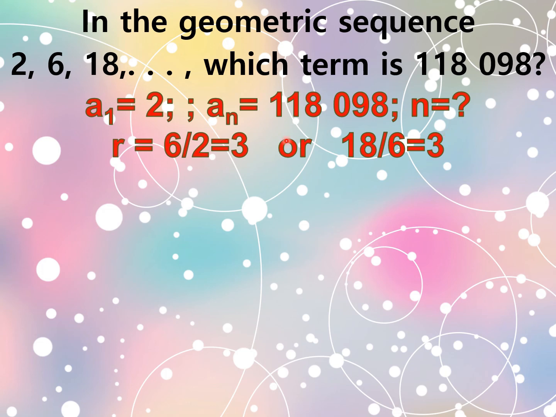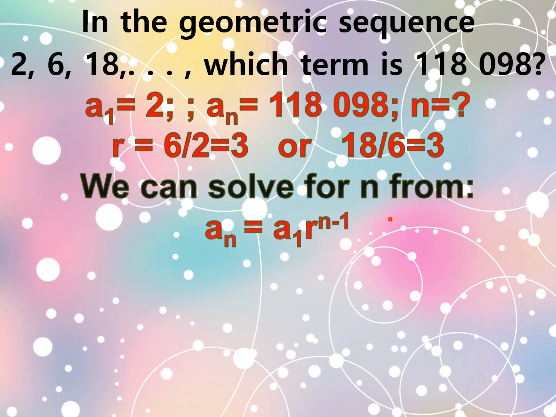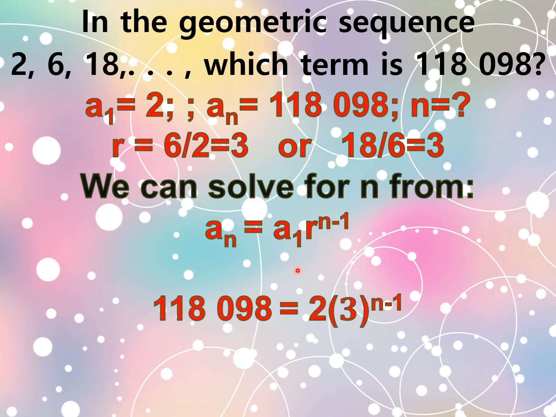And then of course, ang ating common ratio ay 3 dahil 6 divided by 2 is 3 and 18 divided by 6 is also 3. So from the n term formula, we can solve for n. Yung a sub n is equal to a sub 1 times r raised to n minus 1 pa rin ang gagamitin. So substitute lang, a sub n is 118,098 is equal to yung a sub 1 na 2, tapos yung r na 3 raised to n minus 1. And then, in this equation, we need to solve for the value of n.